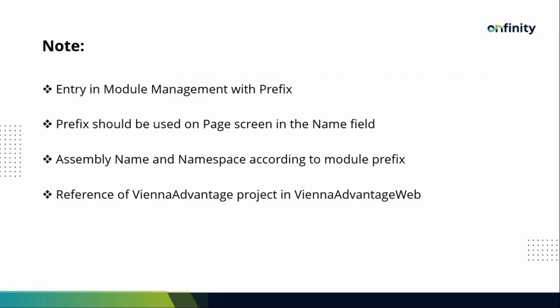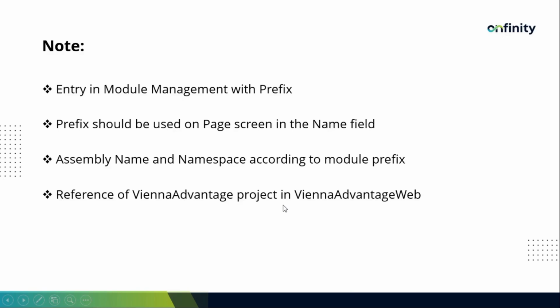There are a few things you need to note. First, you have to make the entry in the module management with your module prefix. Then, the prefix should be used on the page screen and in the name field, as we've seen in the previous slide. The assembly name and namespace should also follow your module prefix in your partner kit or development project. Then, the reference to the Vienna Advantage project should be included in the Vienna Advantage web project while you are developing the page. These are a few settings you need to configure when generating or developing a page.